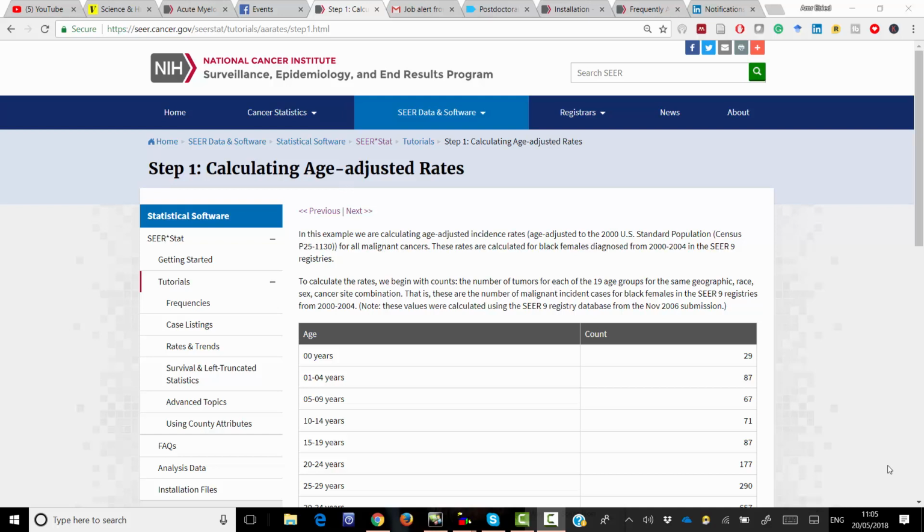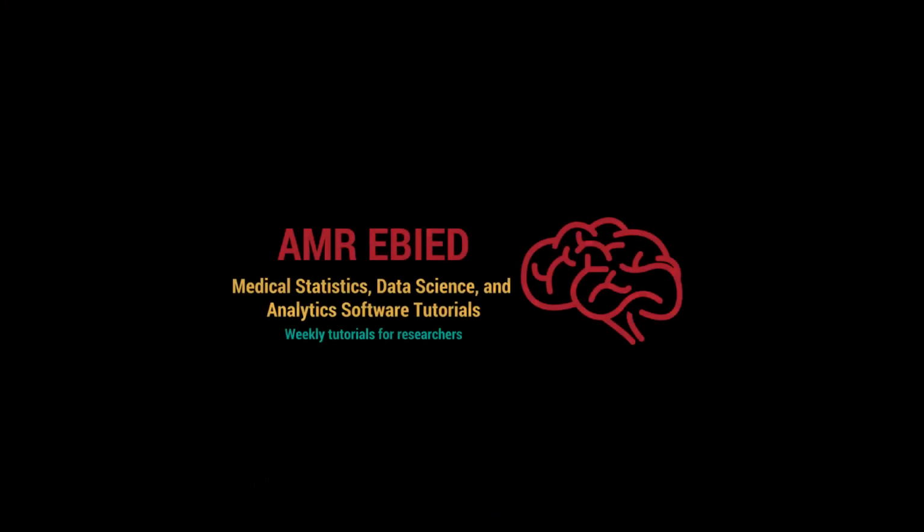Today we're going to learn how to calculate the crude incidence rate, the age-specific incidence rates, and the age-adjusted incidence rates of any cancer using the SEER*Stat software.